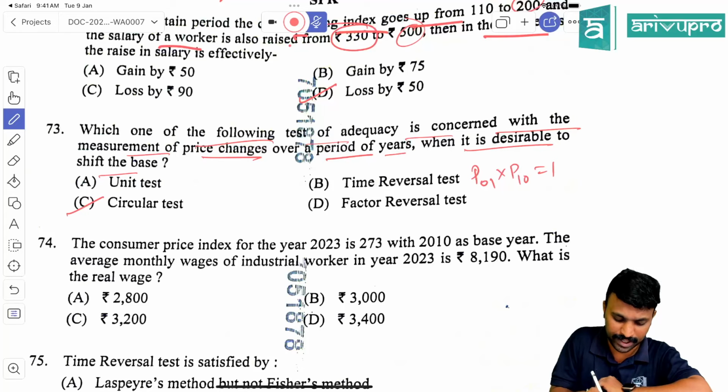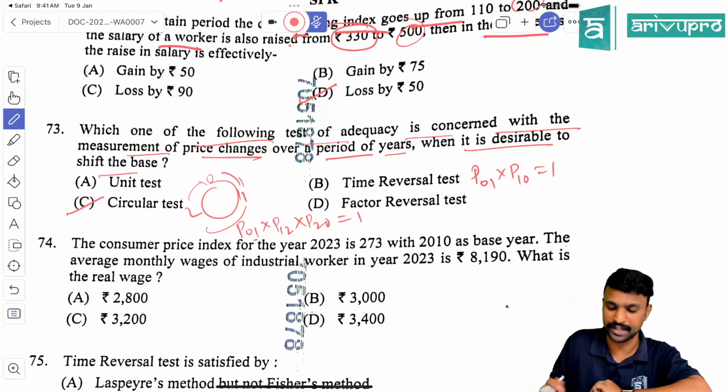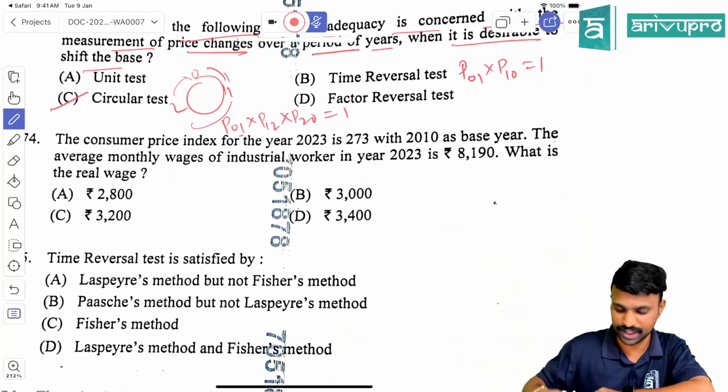But in the circular test, 0, 1, 2, you can extend this for any number of years. So P01, P12, P20. Predominantly, the shifting of base happens in the circular test rather than the time reversal test. So option C is the right answer.